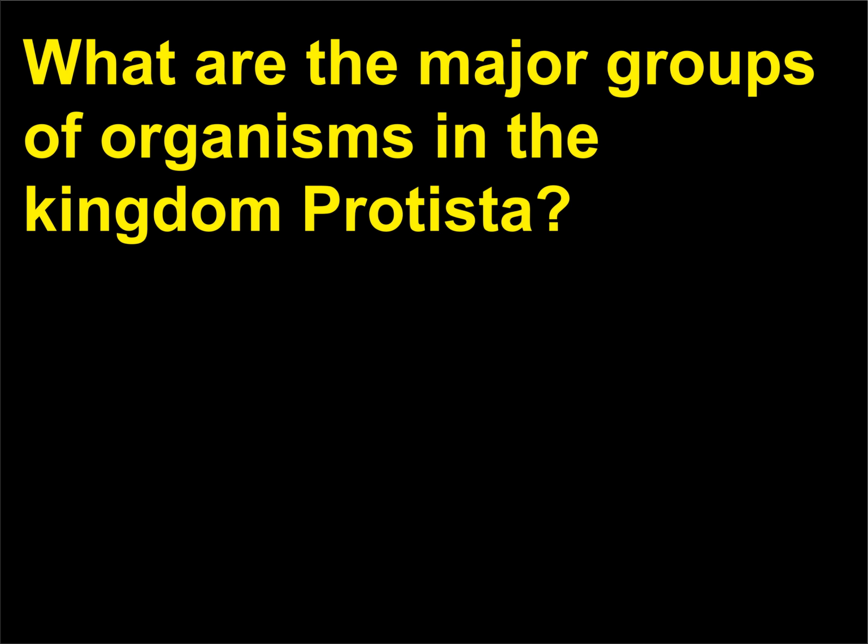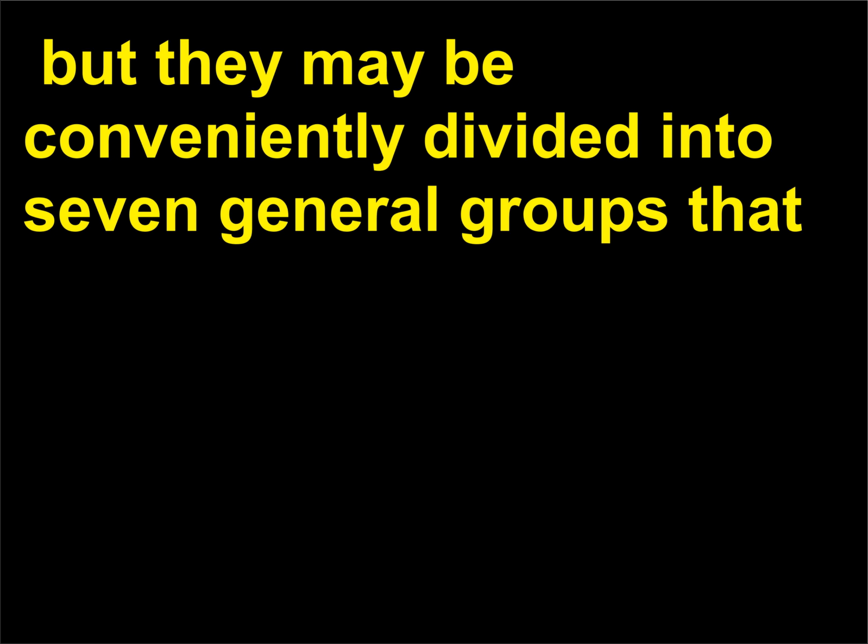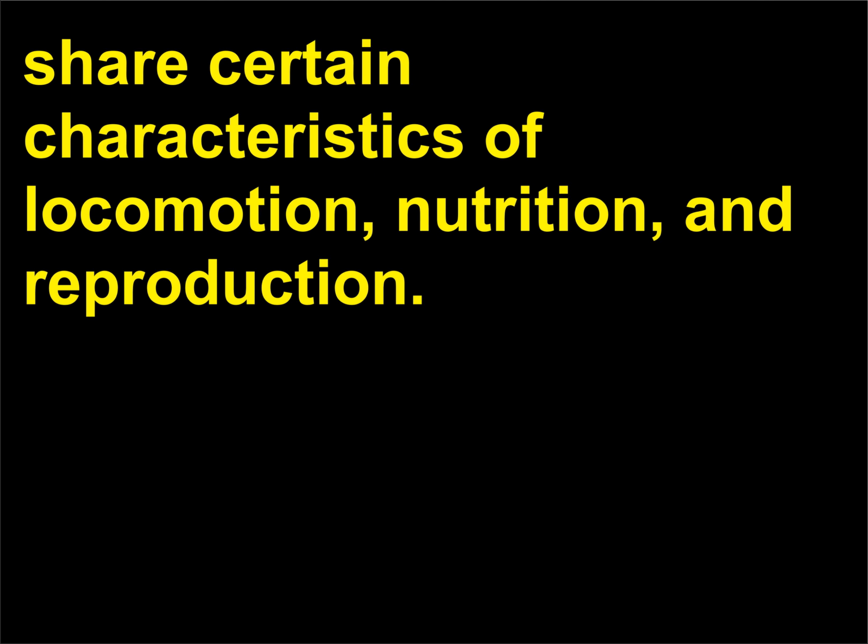What are the major groups of organisms in the kingdom Protista? There is little agreement among taxonomists on how to classify the protists, but they may be conveniently divided into 7 general groups that share certain characteristics of locomotion, nutrition, and reproduction.